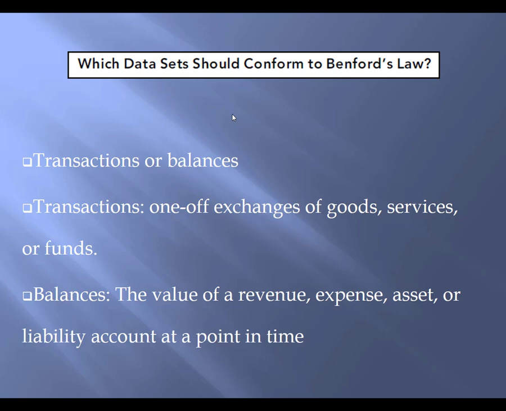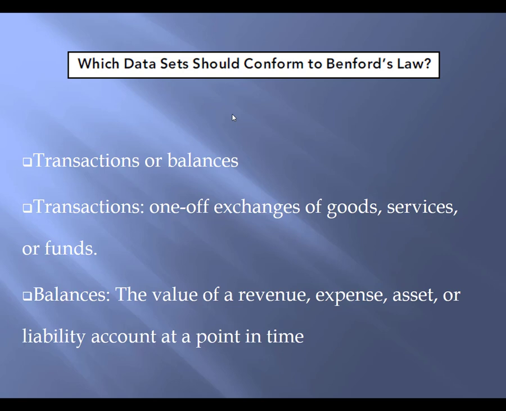Might be repeated later on, but it's independent of the second purchase. Balance. This is the value of a revenue, expense, asset, or liability account at a point in time, but it can also be the population of a town. We have the old balance. Then over time, people get added through births and people moving there, and people get removed for various reasons. And then we have a new balance. So we have to keep these two in mind, because both of these types of data will follow Benford's Law, but for vastly different reasons.